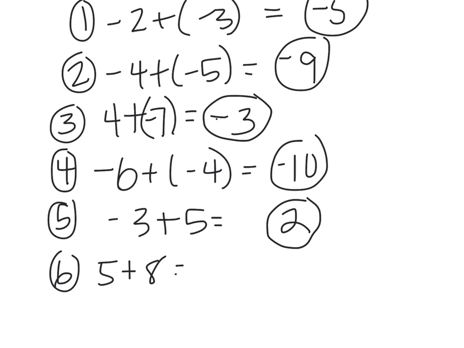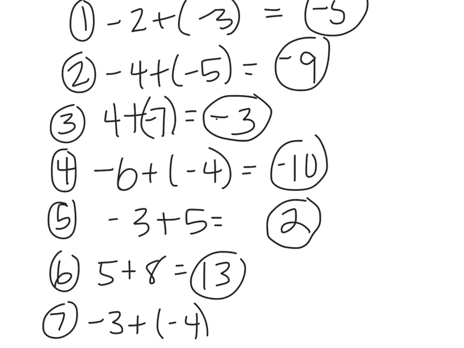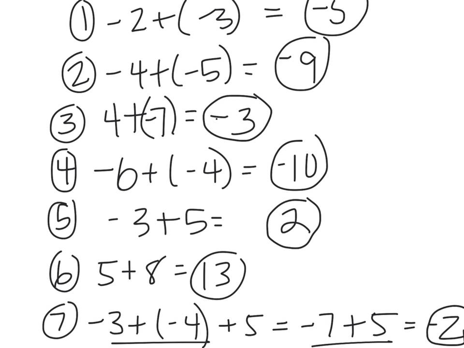Number 6, 5 plus 8. That's back to first or second grade. That's just the basic fact, 13. Number 7, negative 3 plus negative 4 plus 5. These are same sign, so you add them, you get negative 7. Now you have different signs, so you subtract, keep the sign of the number that has more, which is negative 2.